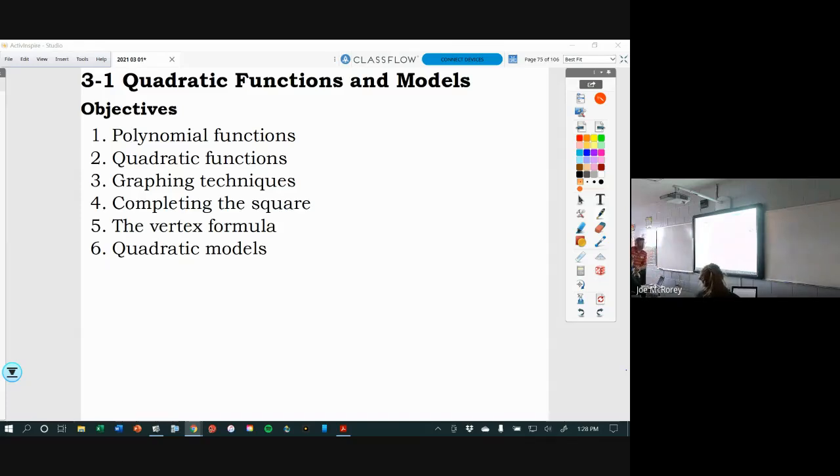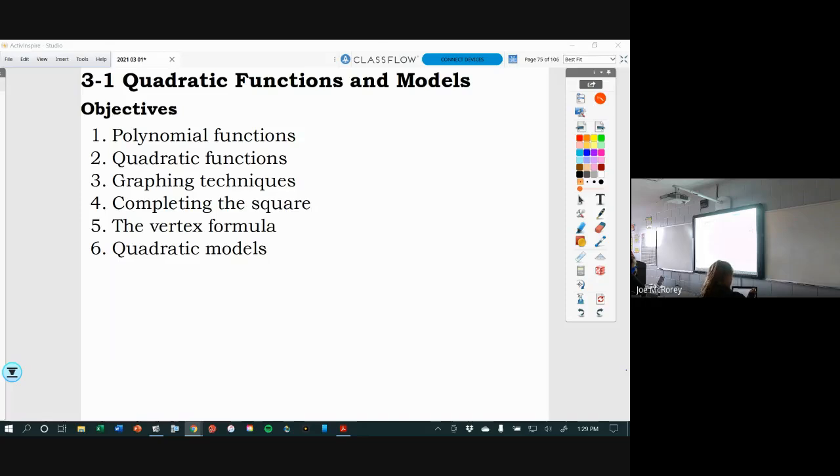Hannah's really smart. I get 3.1, quadratic functions and models. Number 1, polynomial functions. I'm about to say something that's very important. The domain of any polynomial function is all real numbers. That's important. What's that mean? That a polynomial function is always a real number. The domain is a real number. What's that mean? X can be any real number. X can be anything. Okay? Very important.